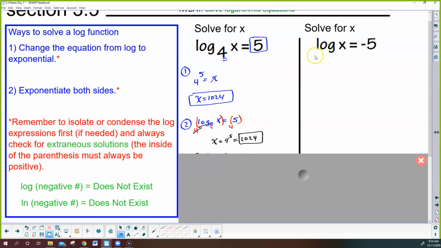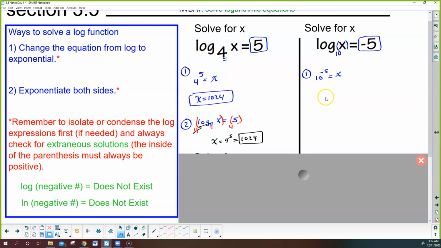So let's look at the next one and do this 2 ways again, just so you get an idea of it. I've got the log of x equals -5. We have to be careful because in this case the base isn't written, which means there always is a base 10. So now, method 1: we change from log form to exponential. I take the base of 10, raise it to the power of the answer, and that has to equal whatever we were taking the log of originally.